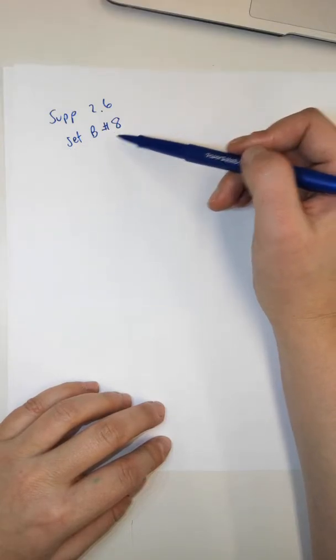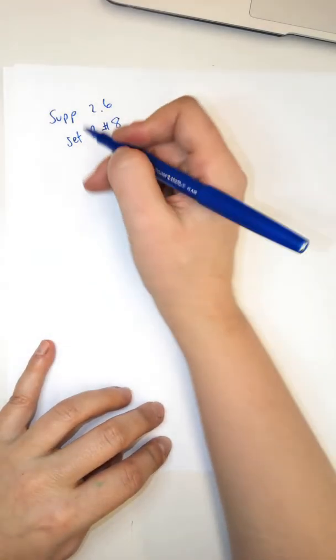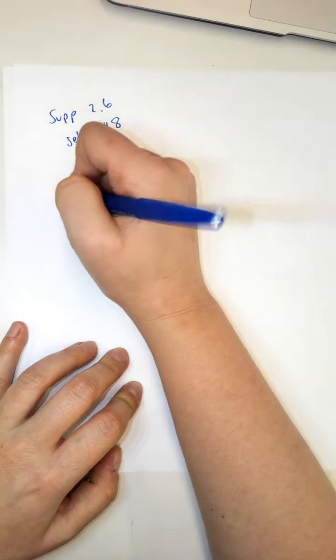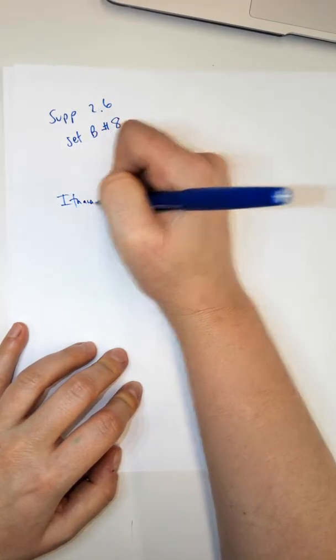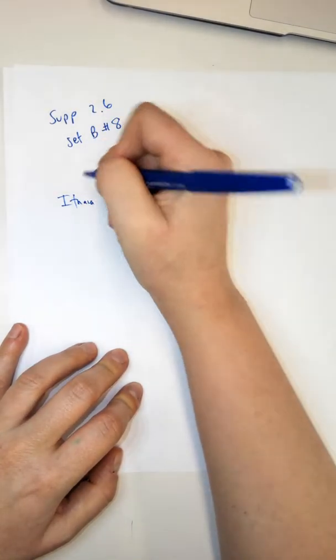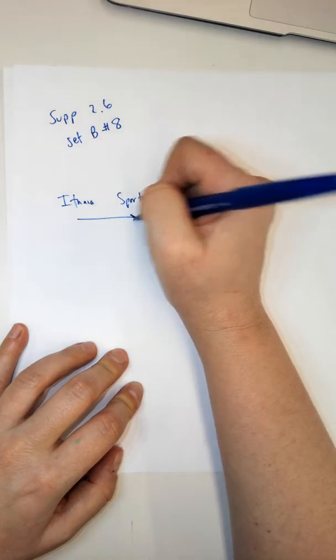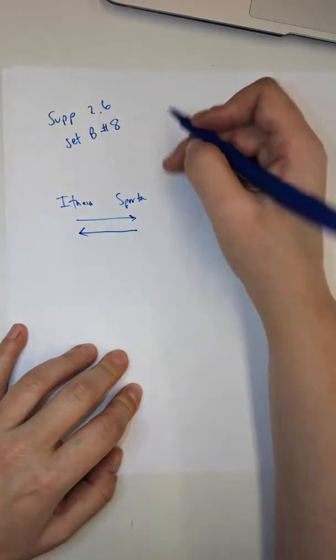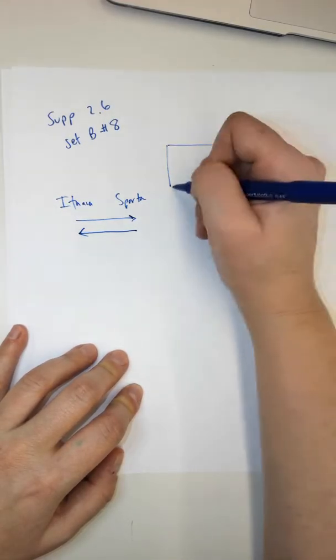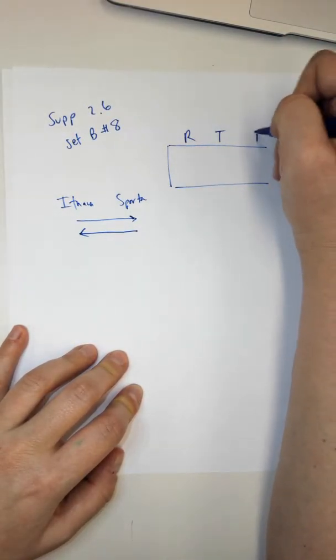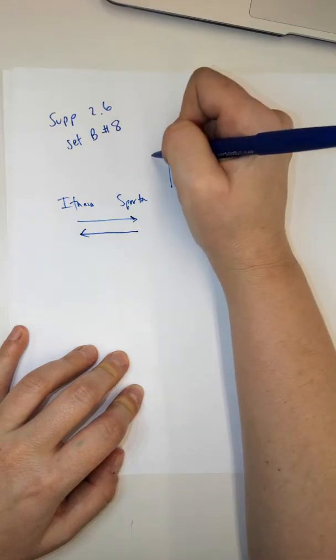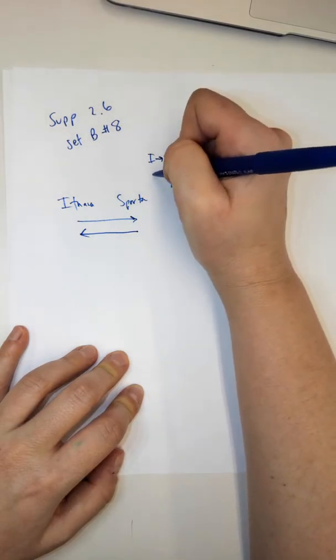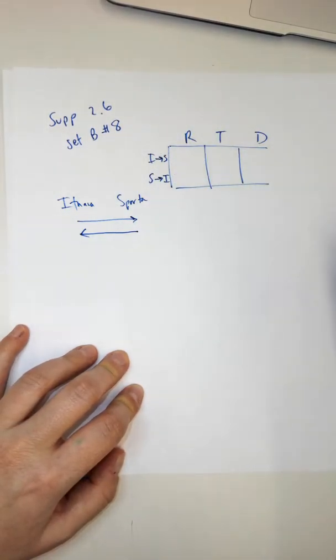Supplement 2.6, set B number 8, and we have a round trip between Ithaca and Sparta. So here's Ithaca, and here's Sparta. And we're going to Sparta and then to Ithaca. So in terms of our chart, let's see what we got here, RTB. Ithaca to Sparta and Sparta to Ithaca.